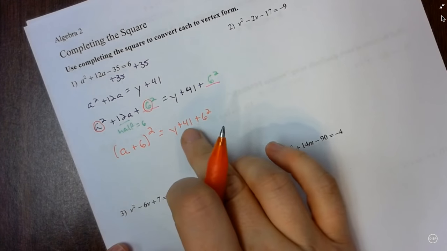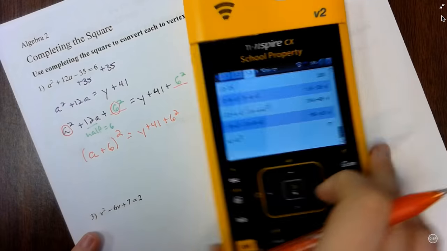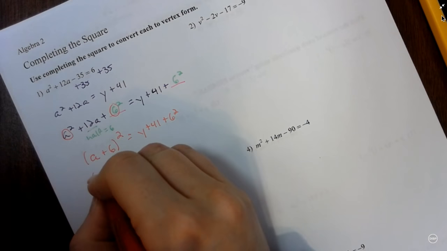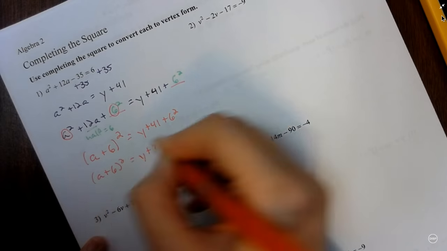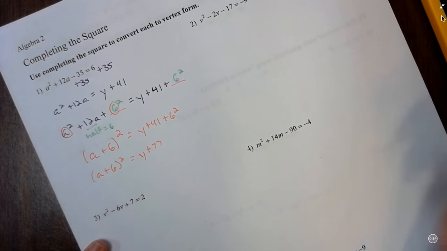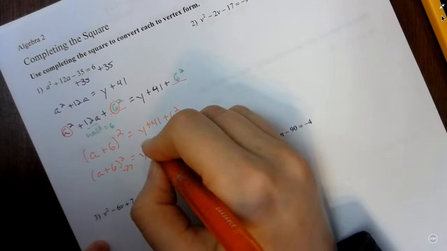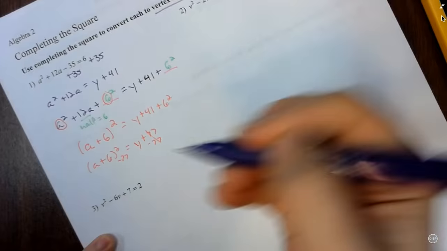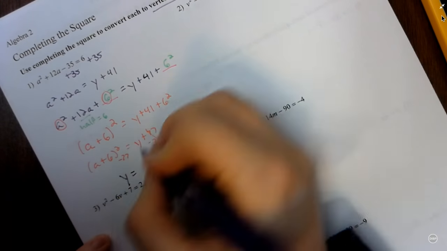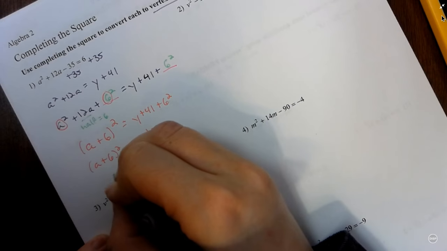And then just simplify that. So 41 plus 6 squared is 77. So a plus 6 squared equals y plus 77. And then just move the 77 over to the other side. So your final equation in vertex form is y equals a plus 6 squared minus 77.